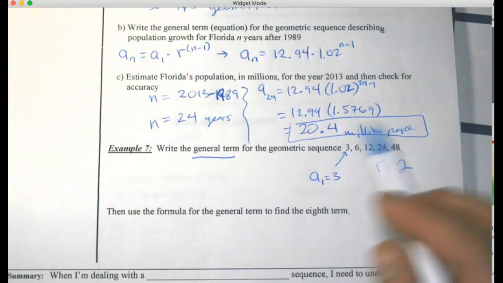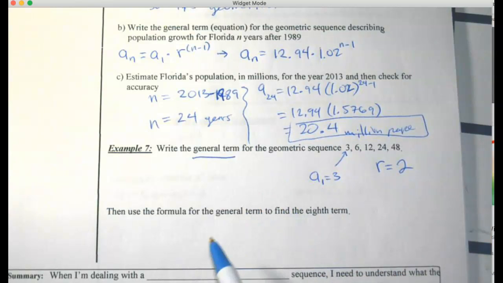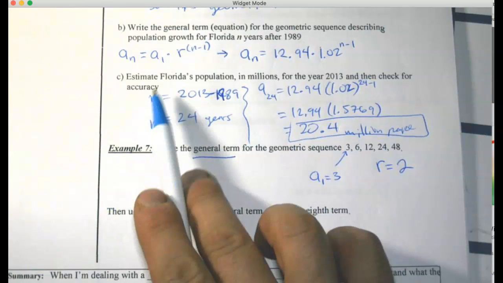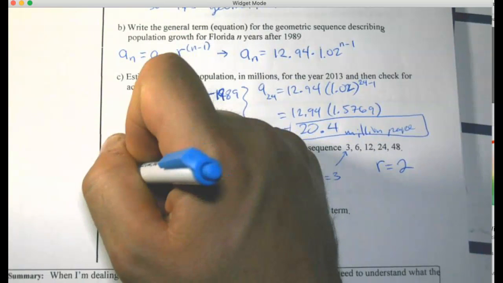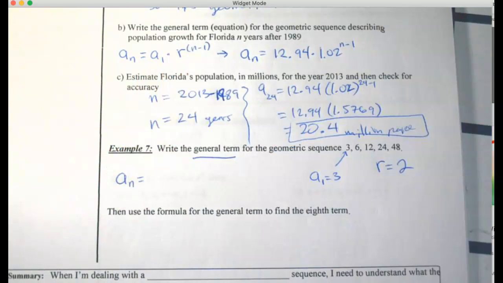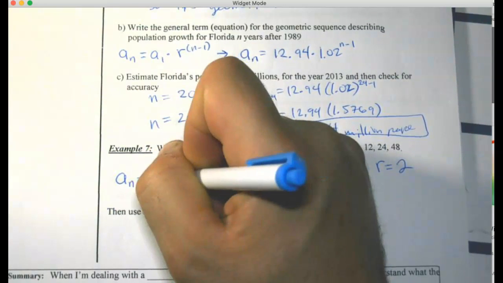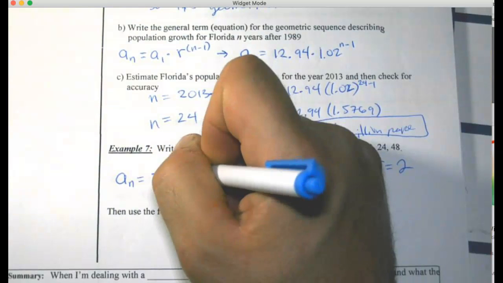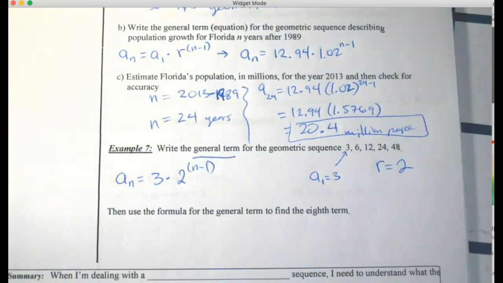So if you take the original equation, a sub n equals a sub 1 times r to the n minus 1 power, you can plug in a few things. You don't have n, but you have a sub 1, that's 3, times r, that's 2, to the power n minus 1. So that's the equation for that sequence.